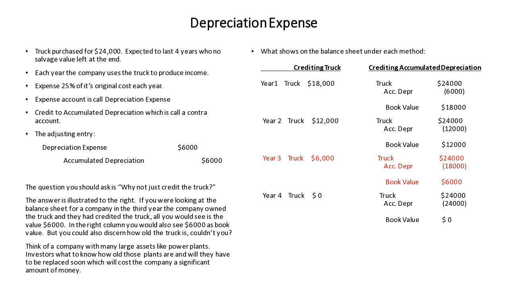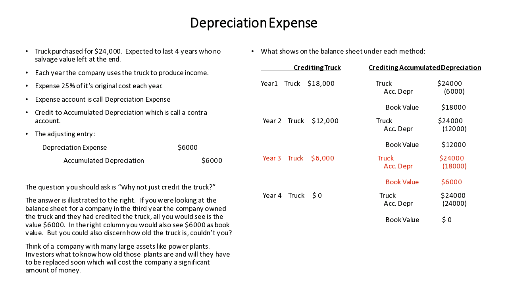In this case, let's assume that the IRS says that they can expense 25% of the original cost each year. The expense account is called depreciation expense, but we don't credit the truck. We put it in an account called accumulated depreciation, which is a contra account. It's a contra to the truck account. That is, we show the truck and we show the depreciation that we've taken against that truck, and we keep accumulating that. And I'm going to show you why we do it that way.